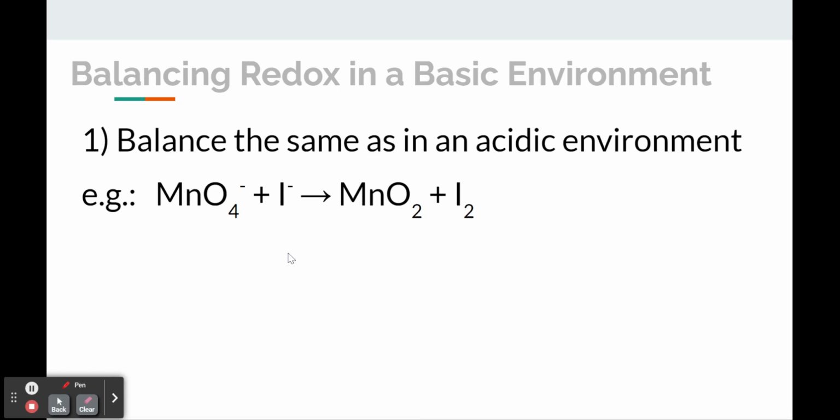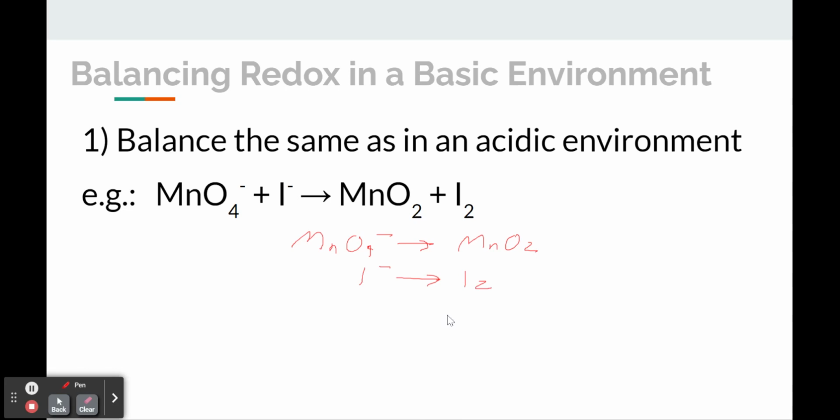So the first step is you just follow all the same steps as if it was an acidic environment, all the things that we just did. So let's do that with this half reaction. Without identifying what's reduction and what's oxidation, I know that MnO4- has to be producing MnO2 because I have to have manganese on both sides. And I know that I- has to be producing I2.